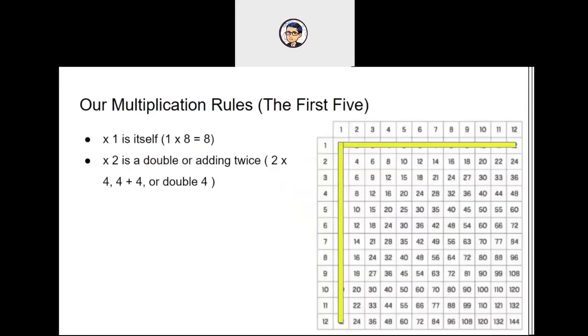How does this look on the multiplication table? Well, if we look at our 2 times tables, we can see that anything multiplied by 2 is a double. So we can remove these multiplication facts.